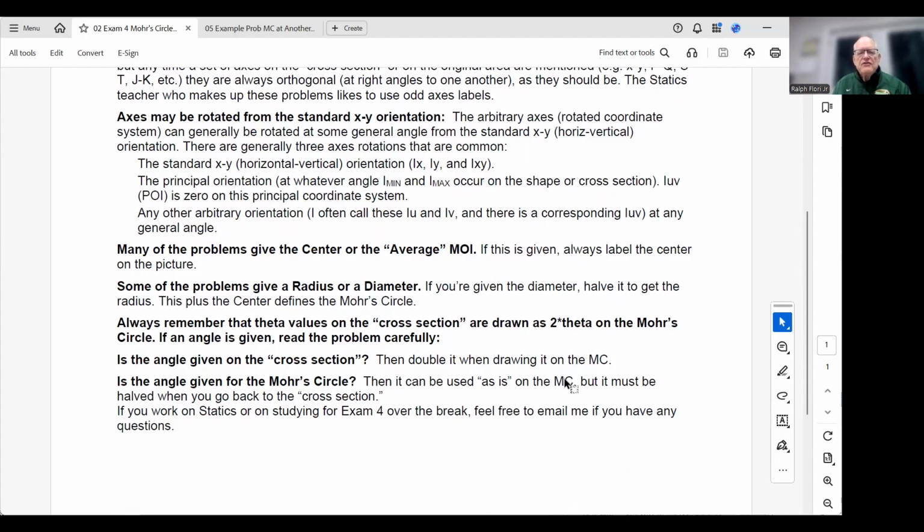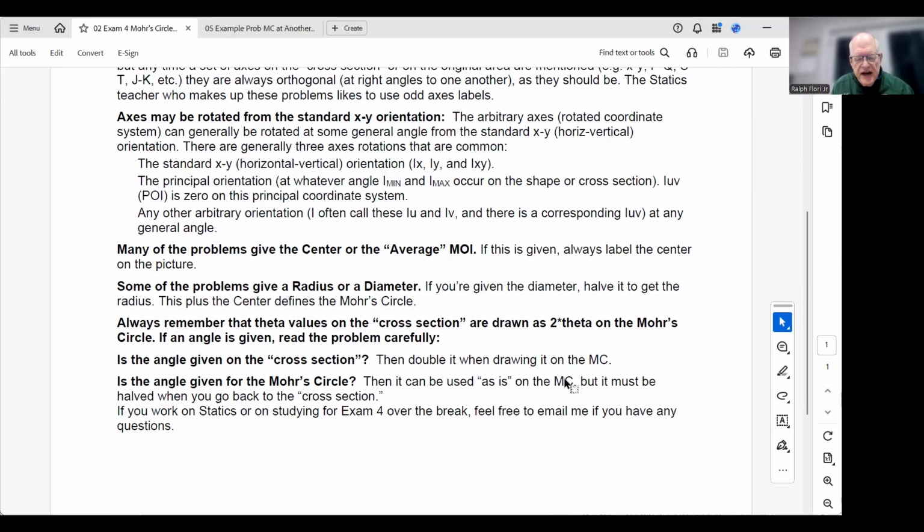So again, these have just been terminology used in some of these conceptual questions that can trip you up if you're not perfectly familiar with the terms. Connect these terms to the actual picture of a Mohr circle and the actual picture of a cross section. Hopefully this will give you a foundation.